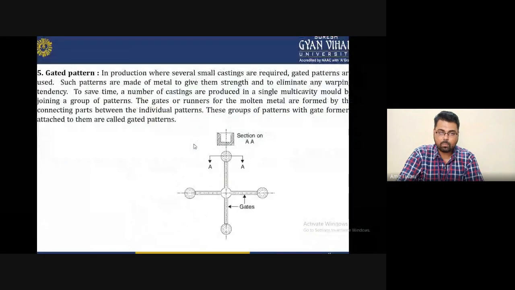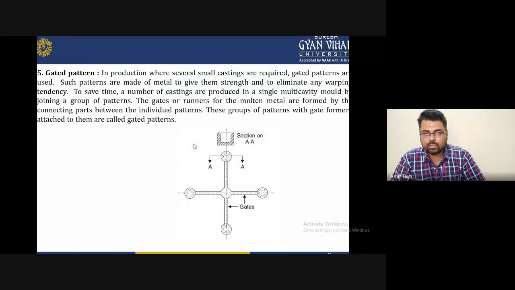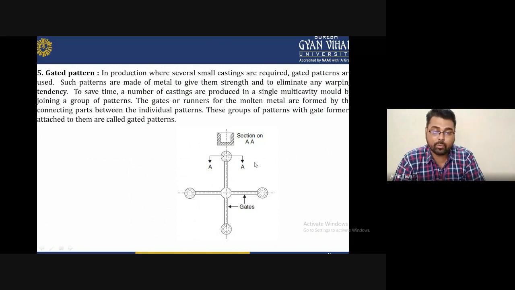A gated pattern is considered in production where several small castings are required. Gated patterns are used when several castings are required. Such patterns are made of metal to give them strength, and wrapping tendency is eliminated to save time. A number of castings are produced with a single multi-cavity mold, which can be joined for a particular pattern.